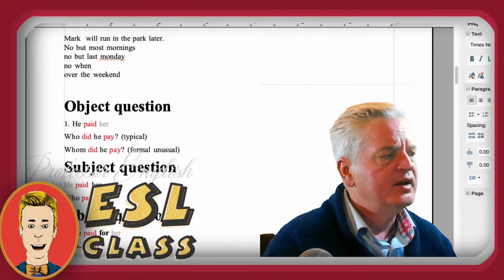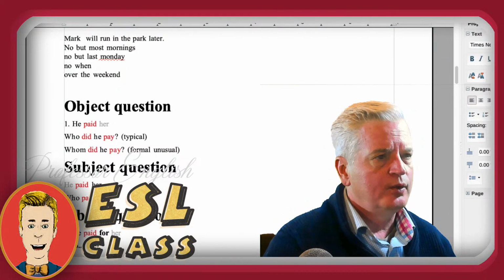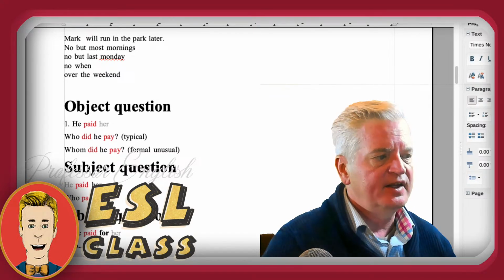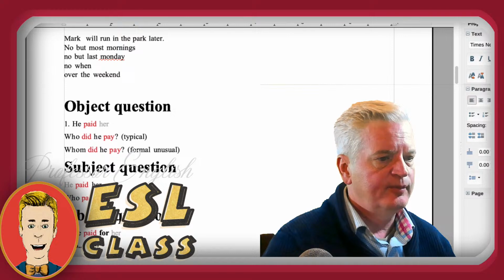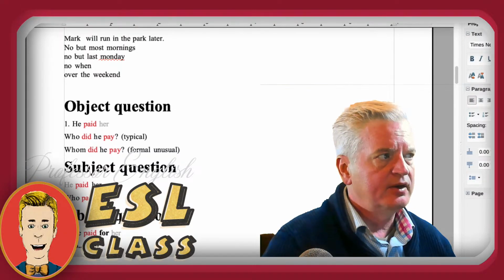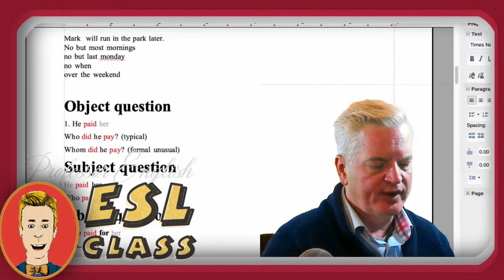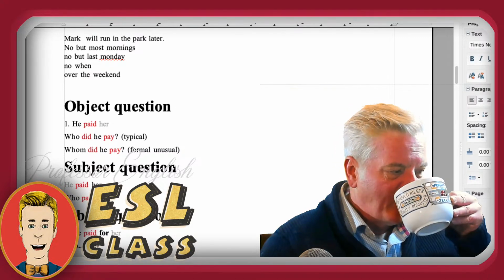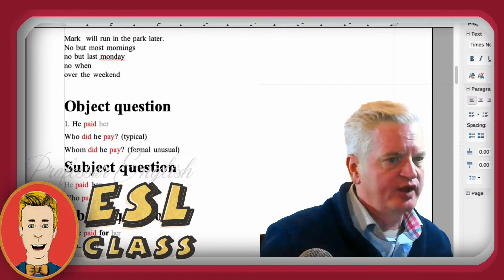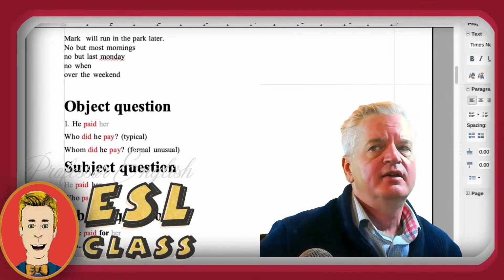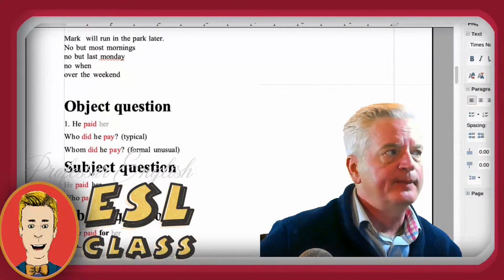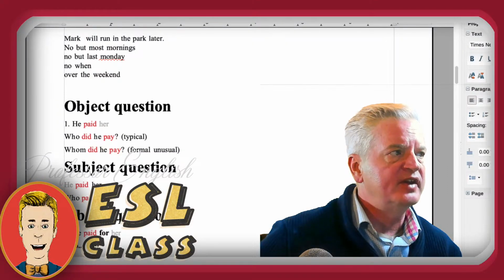How will you make a yes/no question with that sentence? Did he? Did he run? Did he run in the park last Monday? How will you answer no to that question? No, he did not. No, he didn't. No, he didn't run in the park last Monday.